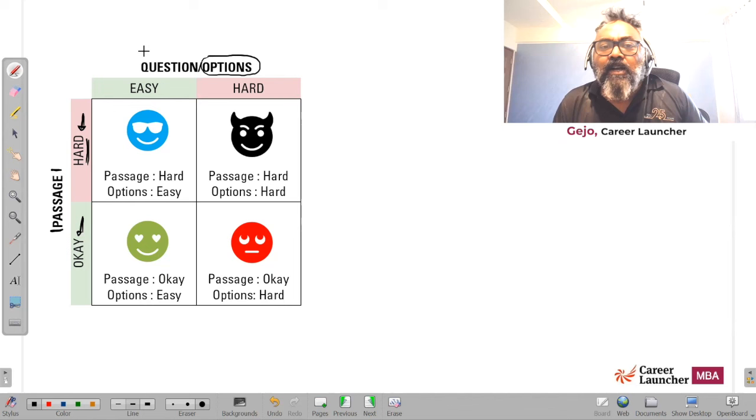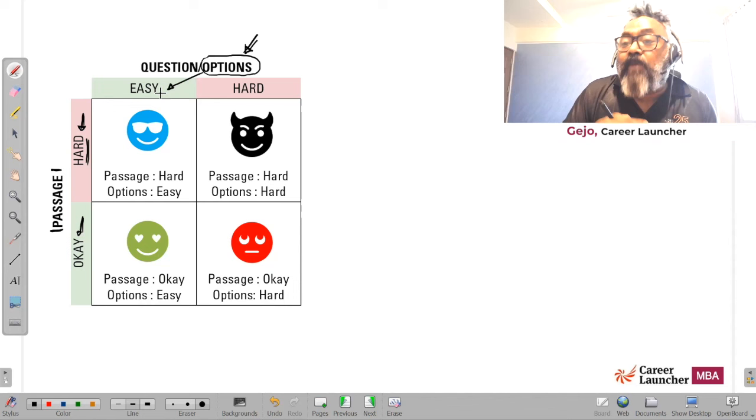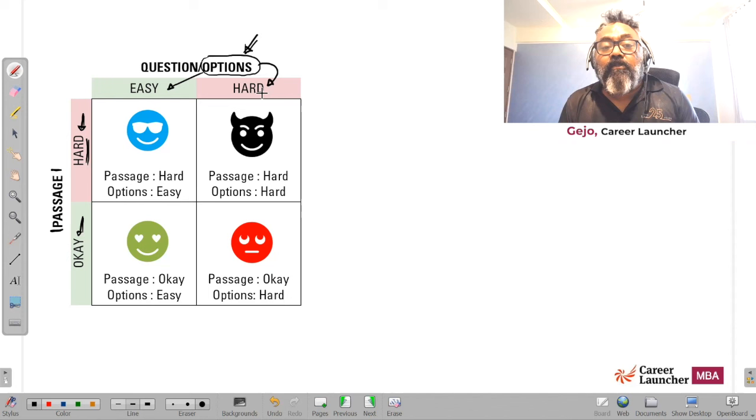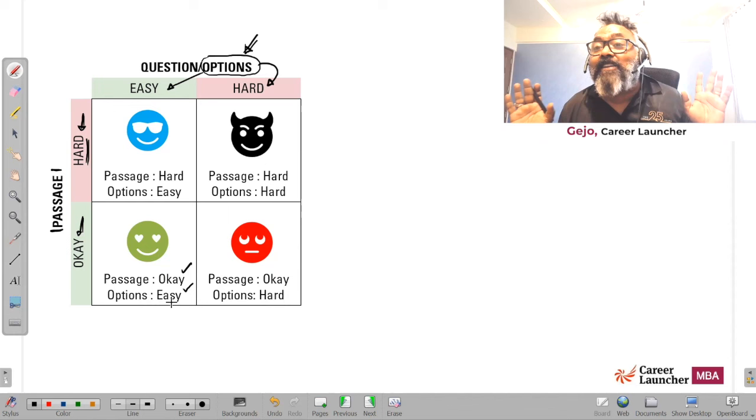At the end of the day, the game is here in options. I can have easy options, in the sense that it's very easy to discern the correct answer, and I may have hard options. Now look at these four scenarios. This is a scenario that we love. The passage is easy to read. Options are easy to read. We are fine. We are good with this.